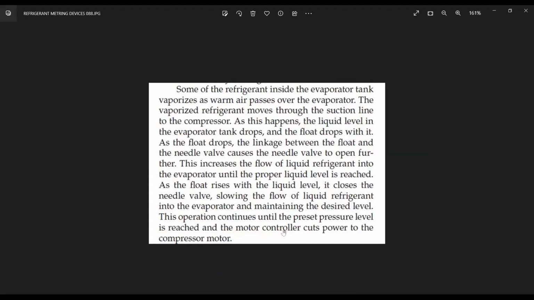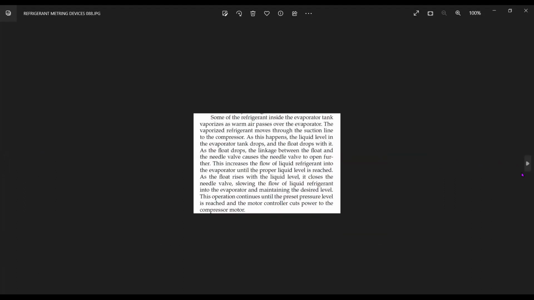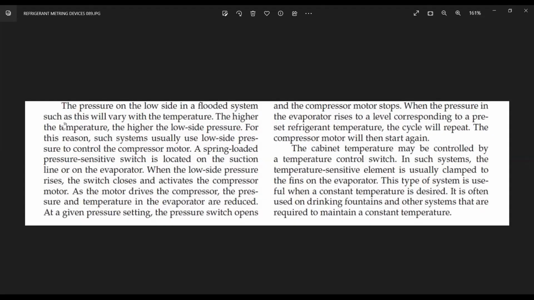The operation continues until the preset pressure is reached and the motor control cuts off the power to the compressor motor. That means at that time the pressure will cut off the power. Now, the pressure on the low side of the flooded system will vary with the temperature. The higher the temperature, the higher the low side pressure. For this reason, such systems usually use low side pressure controls for the compressor motor. That means starting and stopping of the motor will be controlled by the low pressure side.